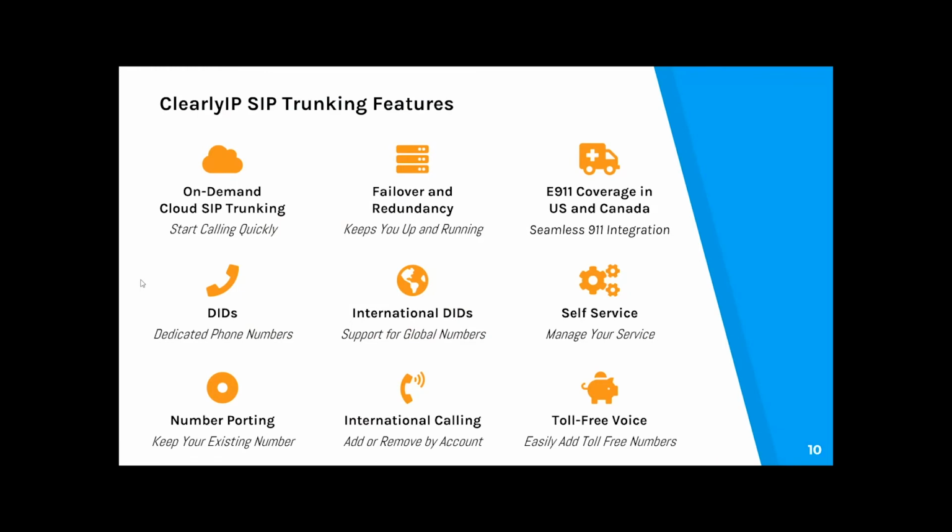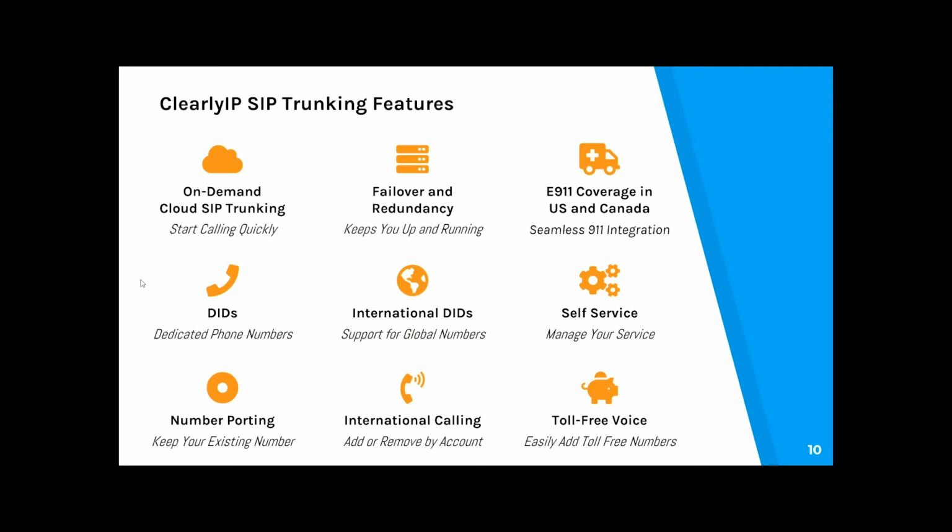Let's talk failover and redundancy. At ClearlyIP, we provide failover and redundancy to your trunking to circumvent PBX, network, and or data center outages. Self-service: our extensive dashboard allows you to manage most aspects of your services, so you'll have the ability to add DIDs, call path users, etc. with ease. Let's talk toll-free voice. You can easily add toll-free numbers to your business or port existing toll-free numbers to our service to enjoy our low monthly inbound toll-free rates.